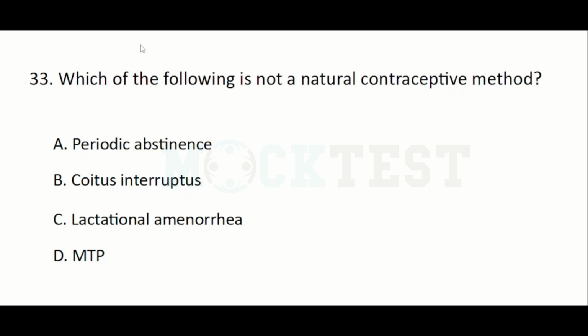Which of the following is not a natural contraceptive method? Option A, periodic abstinence. Option B, coitus interruptus. Option C, lactation amenorrhea. Option D, MTP. Answer D, MTP. MTP is not a natural contraceptive method.